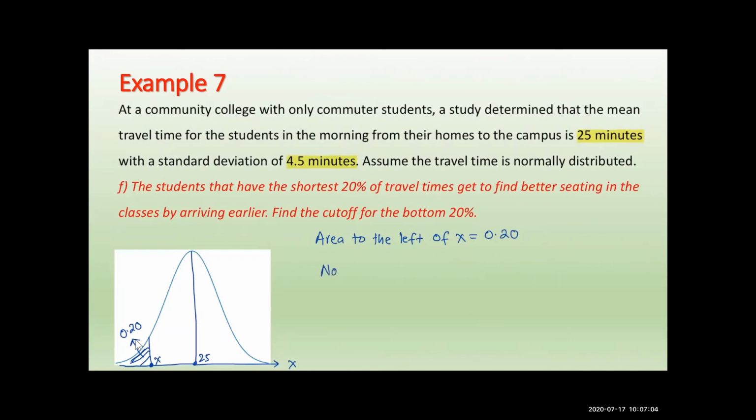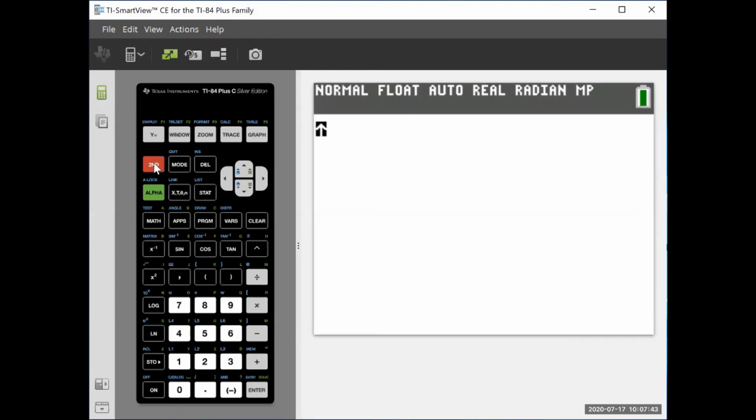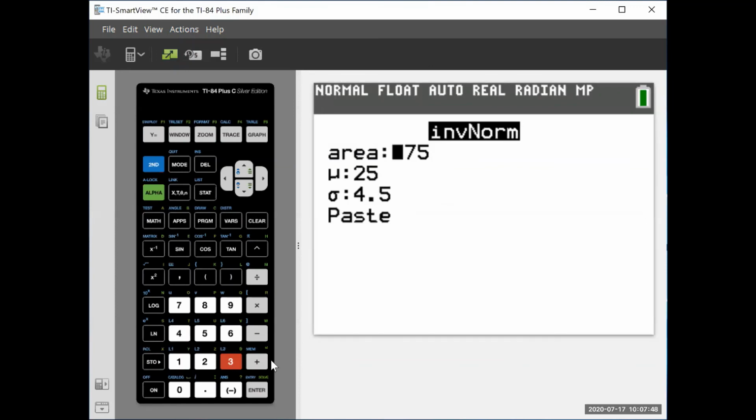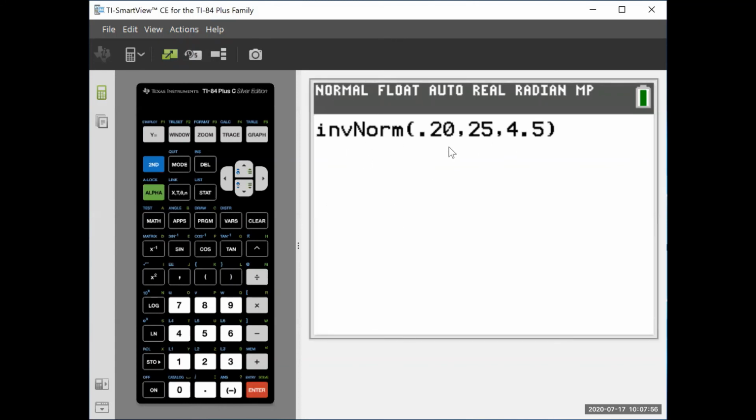Now, in order to find your x value, we use inverse normal in our calculator. Area to the left 0.20, mean is 25, standard deviation is 4.5. So we need to type this information in our calculator to get the x value, the cutoff score for the bottom 20% of the students. We go to second, vars, number 3 for inverse normal. Our area on the left is 0.20. Mean is 25, standard deviation 4.5. When you paste it, it is just like the way we have written on the paper.